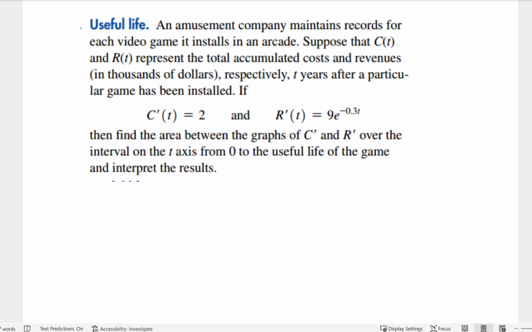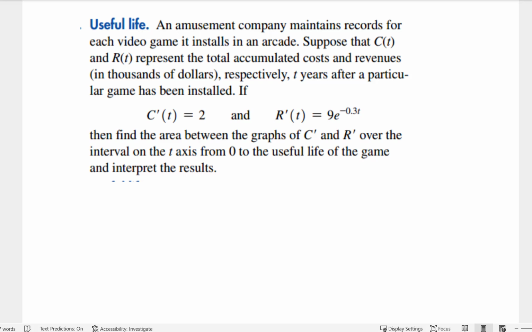Let's try some applications now. An amusement company maintains records for each video game it installs in an arcade. Suppose that C of t and R of t represent the total accumulated cost and revenues in thousands of dollars, respectively, t years after a particular game has been installed. If C prime of t, which is the marginal cost, is 2, and R prime of t, the marginal revenue, is 9e to the negative 0.3t, find the area between the graphs of C prime of t and R prime of t over the interval on the t-axis from 0 to the useful life of the game and interpret the results.